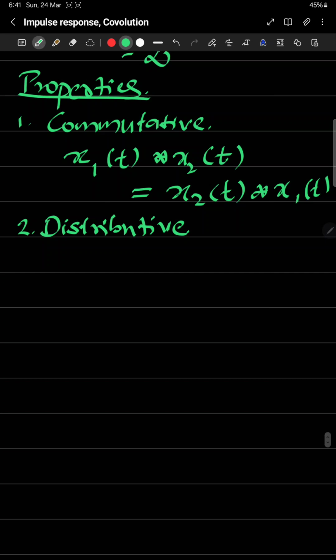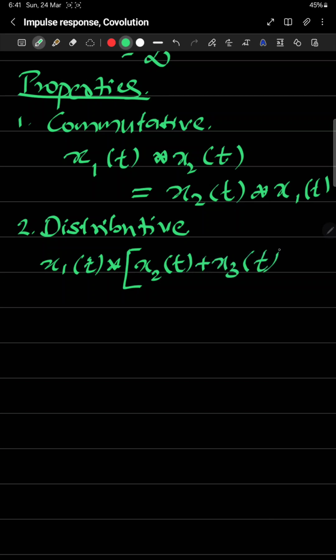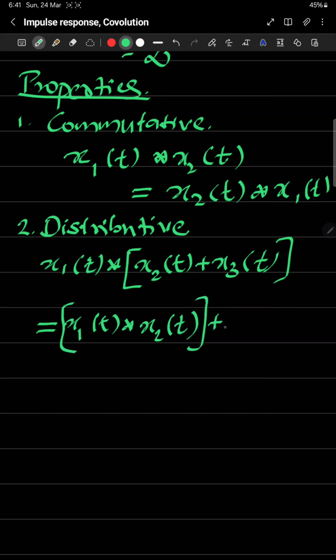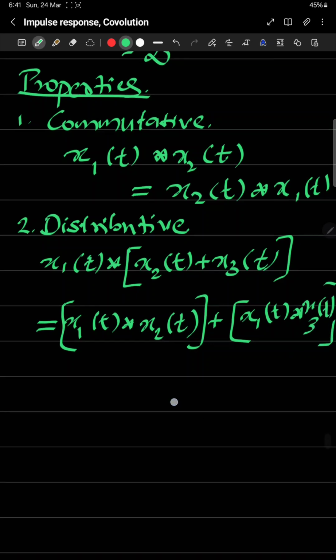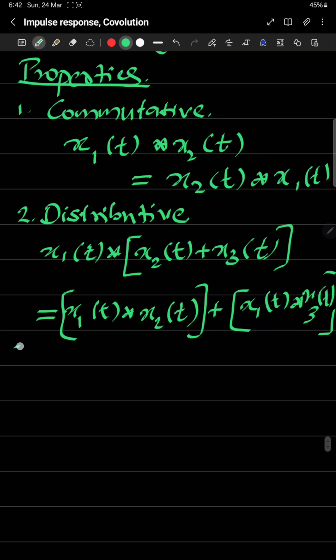As with any mathematical operator, this convolution operator is also distributive. That is, if you have x1 of t convolution of, consider another two signals, x2 of t plus x3 of t. If you have something like this, you can open the bracket, it's distributive. So you can find x1 of t convolution x2 of t, right? Then plus you can perform x1 of t convolution x3 of t. It's not multiplication, it is convolution. Okay, so this is possible. So that is the distributive property.